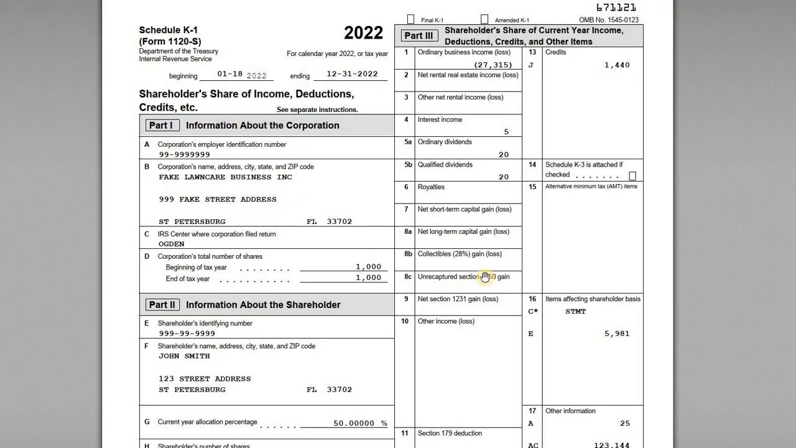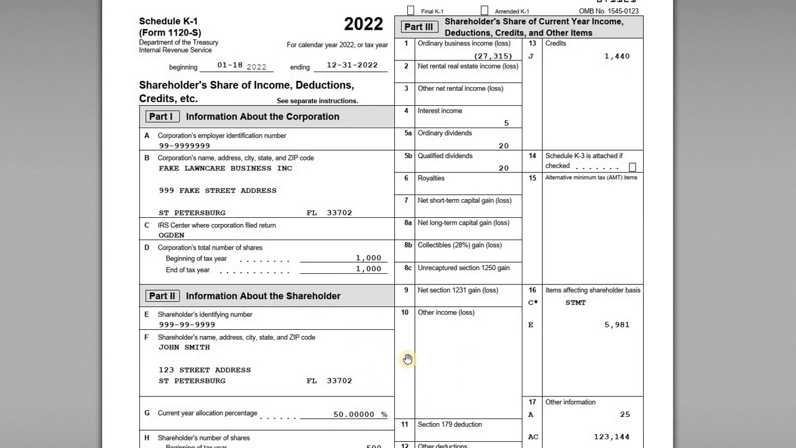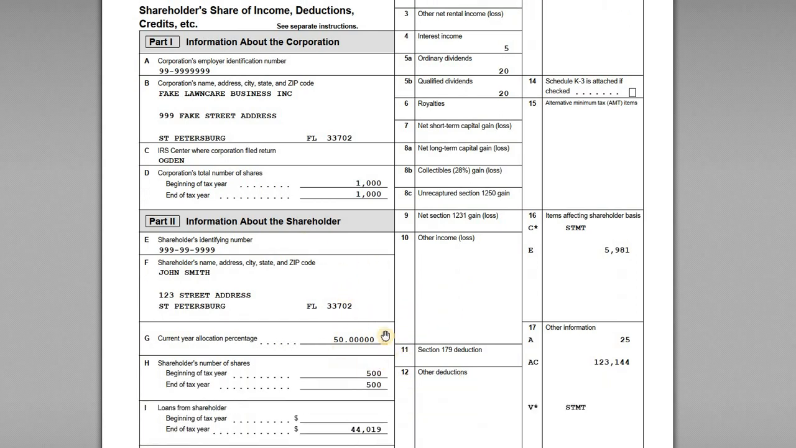So if we look at the tax return, let's start with the K-1 here, and we can see what John's looking at. So this is his K-1, right? He is a 50% owner, so that's his current year allocation percentage.